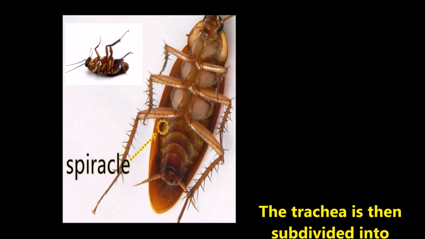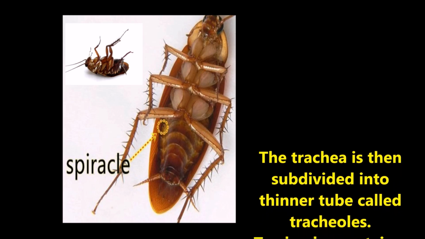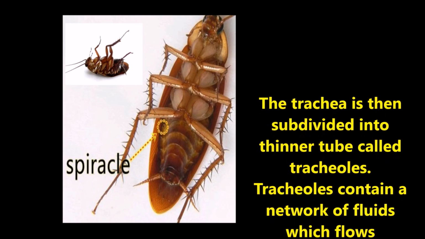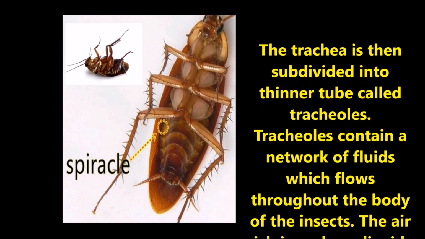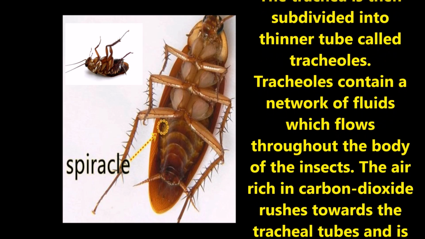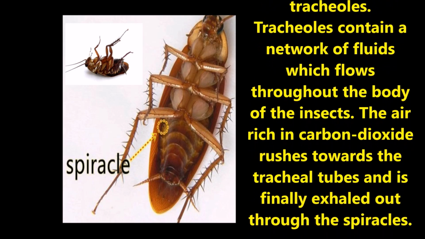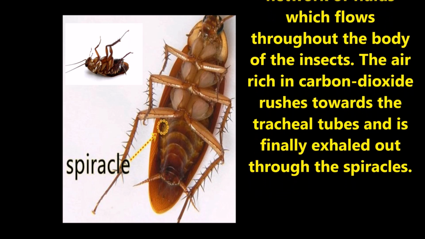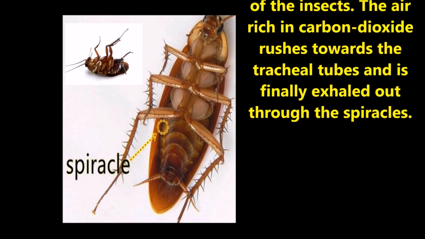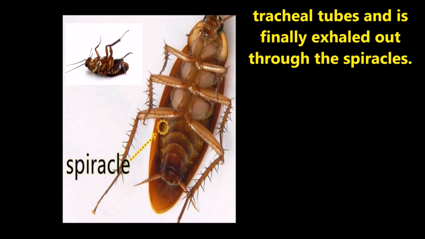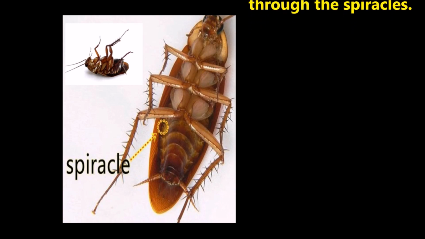The trachea is then subdivided into thinner tubes called tracheoles. These tracheoles contain a network of fluid which flows throughout the body of the insect. The air rich in carbon dioxide rushes towards the tracheal tubes and it is finally exhaled through the spiracles.